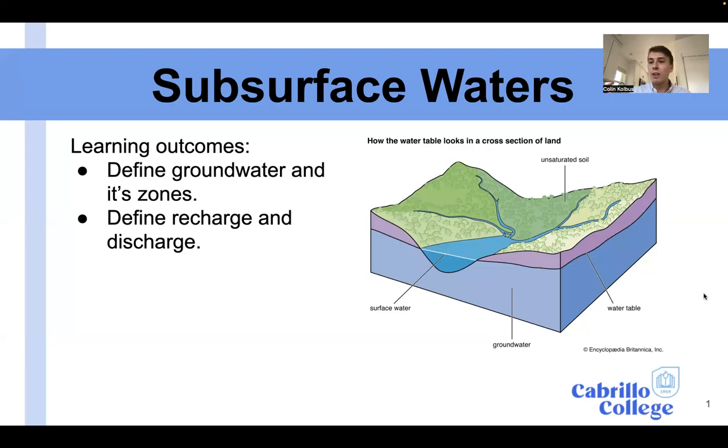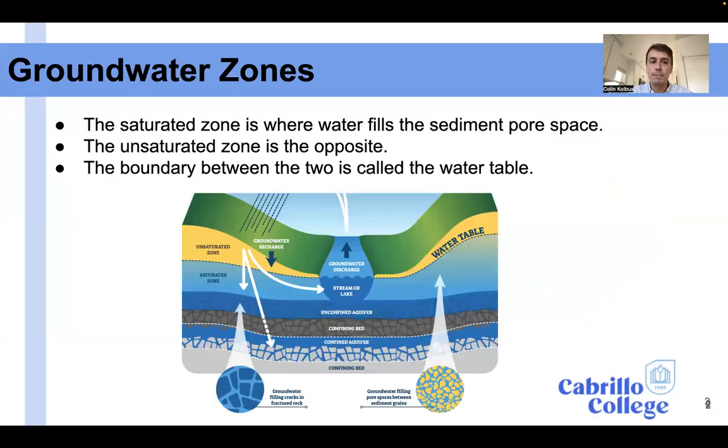There is no separate river or groundwater aquifer. They're all a part of the same water reservoir. And so our groundwater zones are composed of a saturated zone and an unsaturated zone.